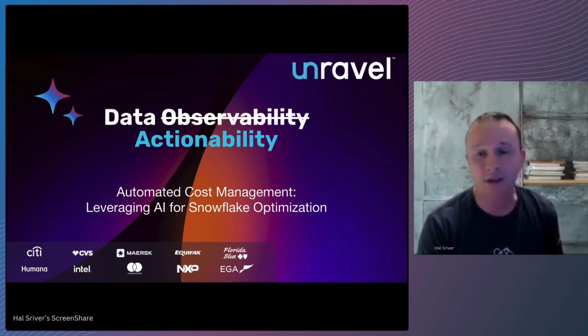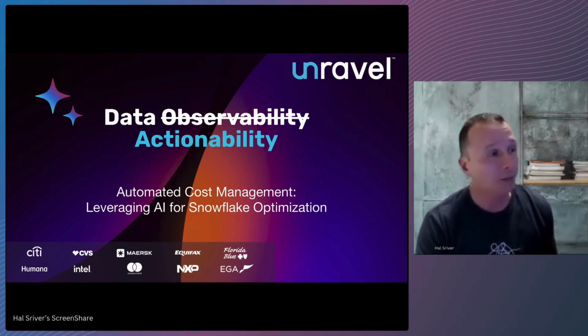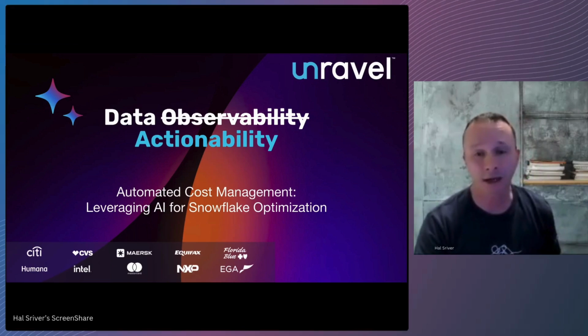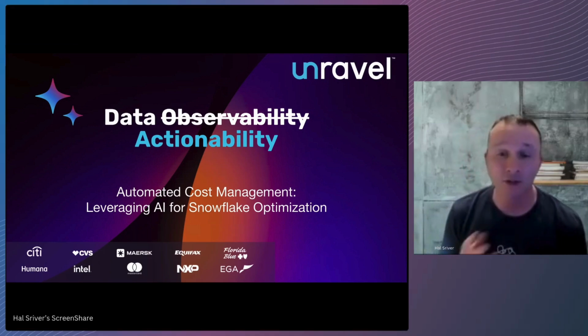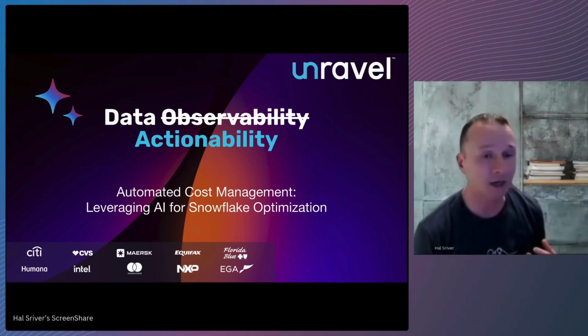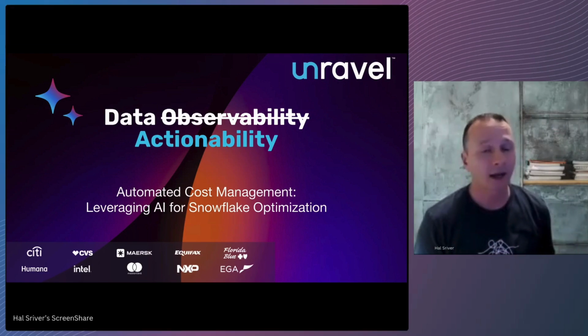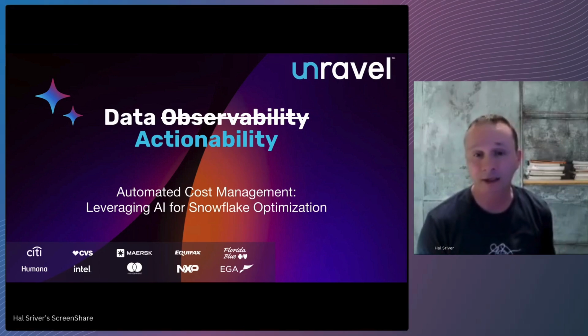In today's conversation, our topic is automated cost management, leveraging AI for Snowflake optimization. So what we're going to do today is first talk a little bit about how organizations are currently trying to get a grip on and rein in cost, and why accurate forecasting of that cost remains elusive in Snowflake.